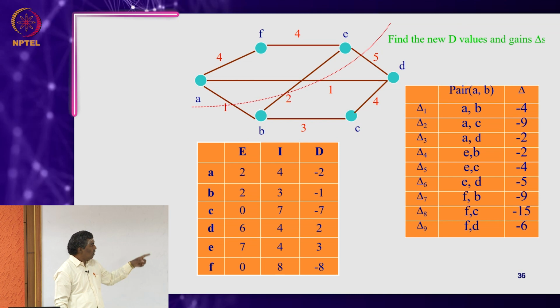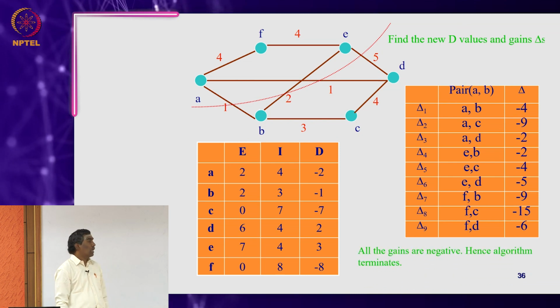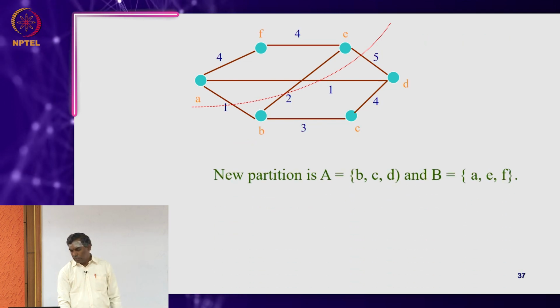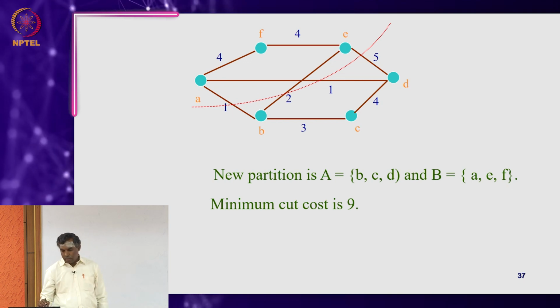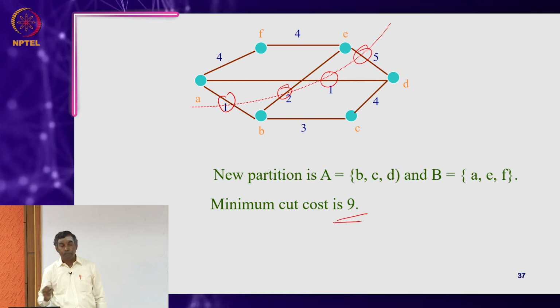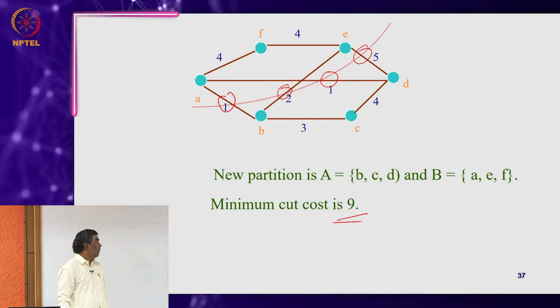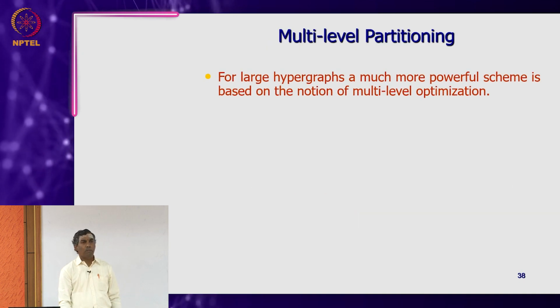See here all the gain values are negative. So, the sum is always negative, then you can stop the algorithm. This is the procedure. So, this is the best partition. The minimum cost is 1, 2, 1 and 5, therefore, it is 9. The cut cost is 9. Okay, this is the easy way. I am just giving an example. This is a two-way partition, but this can be enhanced into a multi-way partition.